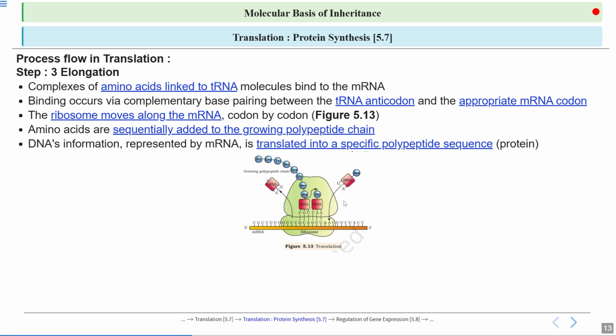And sequentially, what is happening? The whole polypeptide chain is growing. So this is the whole process. You can see this is an mRNA. This is the ribosome. This is the tRNA with its specific amino acid, and it is growing like this. So this is how the translation process occurs.